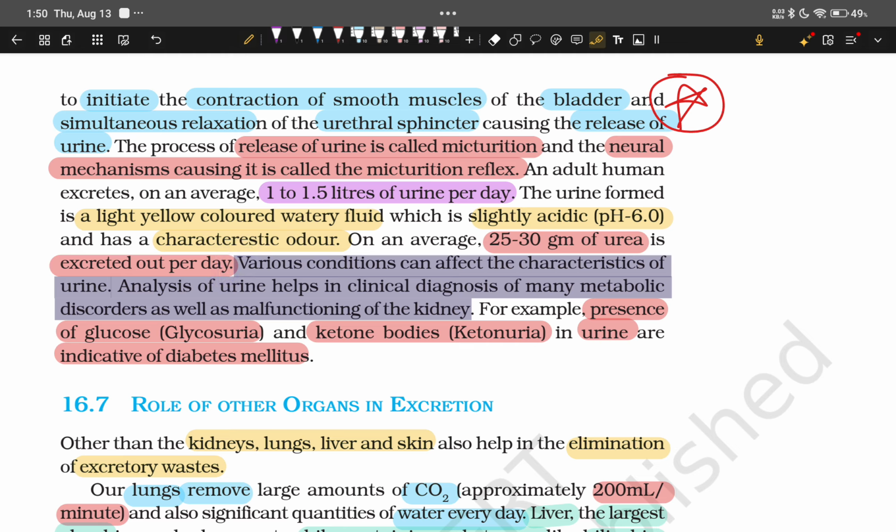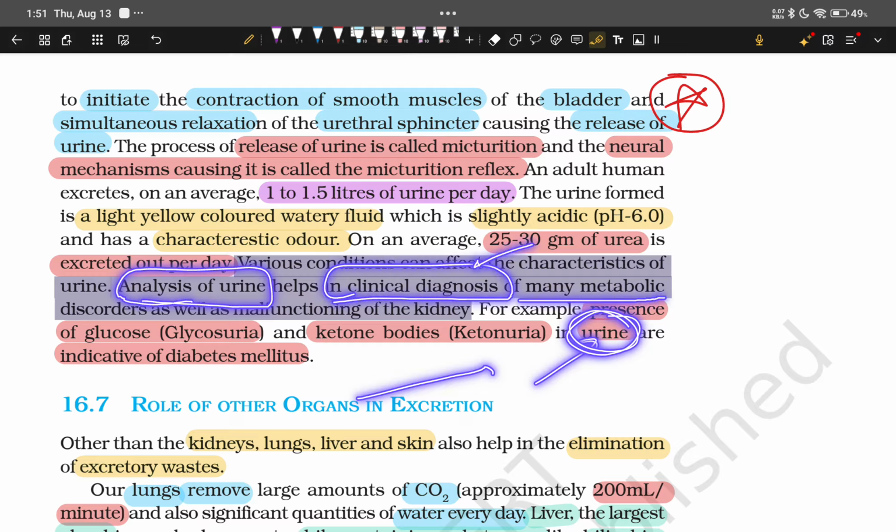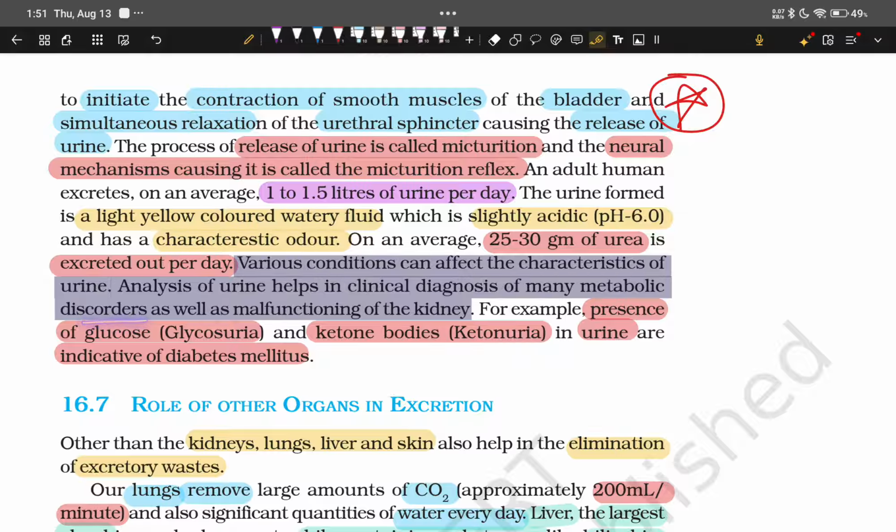Now, again, statement based question. Various conditions can affect the characteristics of urine. For example, if a person has a certain condition known as diabetes mellitus, then the characteristics of his or her urine will be affected, and by that we can analyze the urine, and that will help us to clinically diagnose many kinds of metabolic disorders or malfunctioning of kidney. So that's very essential clinically, right?